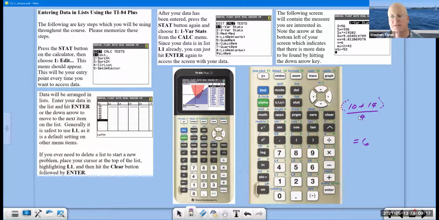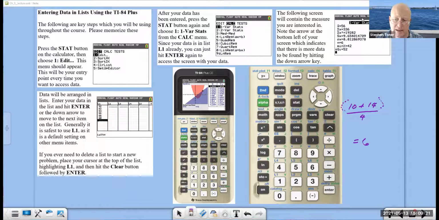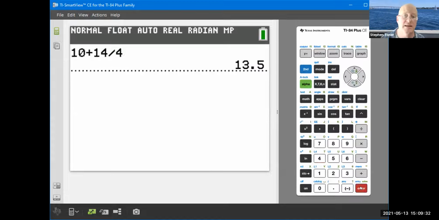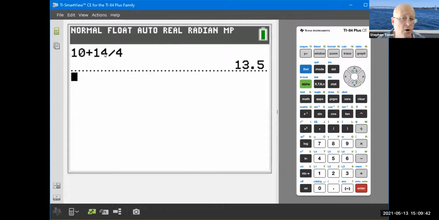So we have 10 plus 14 divided by 4. Now, when I go back to my calculator, if I write 10 plus 14 and then hit divide by 4 and hit enter, it's not going to give me an answer of 6. It's giving me 13.5 because the calculator does order of operations. It's thinking that 14 divided by 4 is 3.5, and then we're adding that 3.5 to the 10.